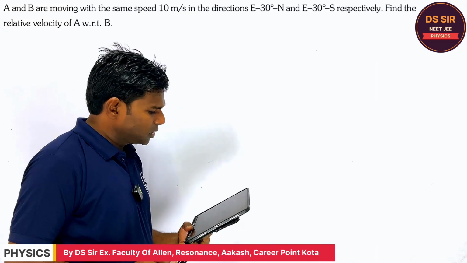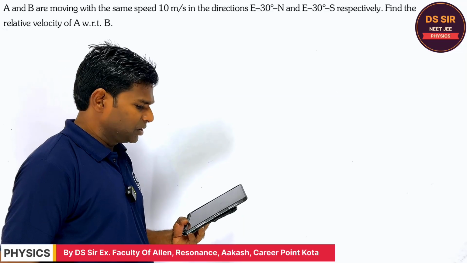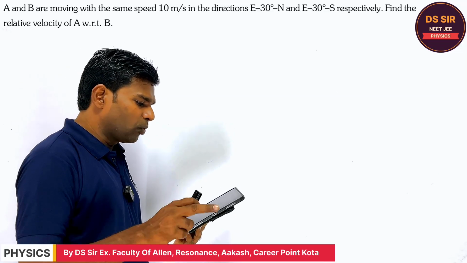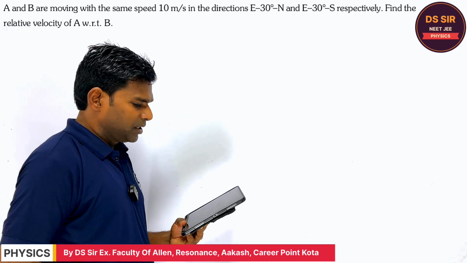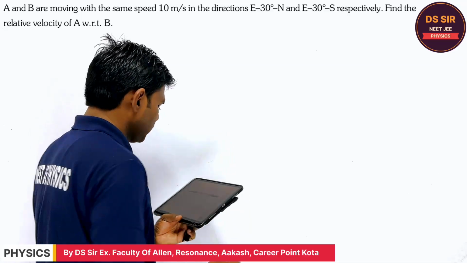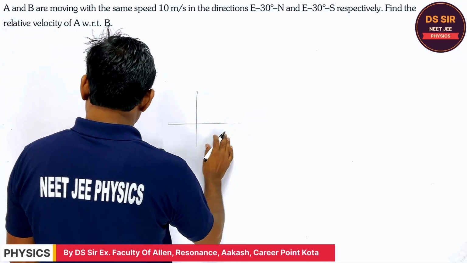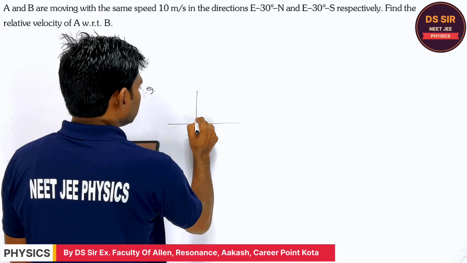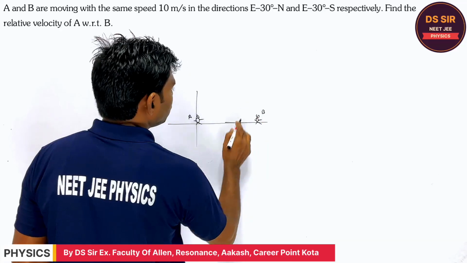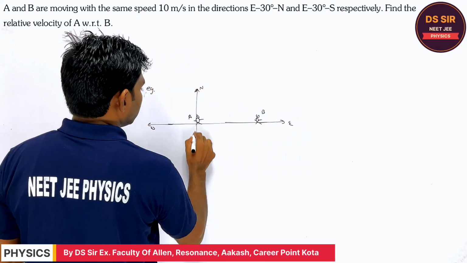So in the next question, A and B are moving with the same speed 10 meter per second in direction 30 degree towards north from east and 30 degree towards south from east, right? Find the relative velocity of A with respect to B. So in this question, we can assume this is the person A, suppose, and this is the person B. You can assume this is the east, west, north, right, and this is south.